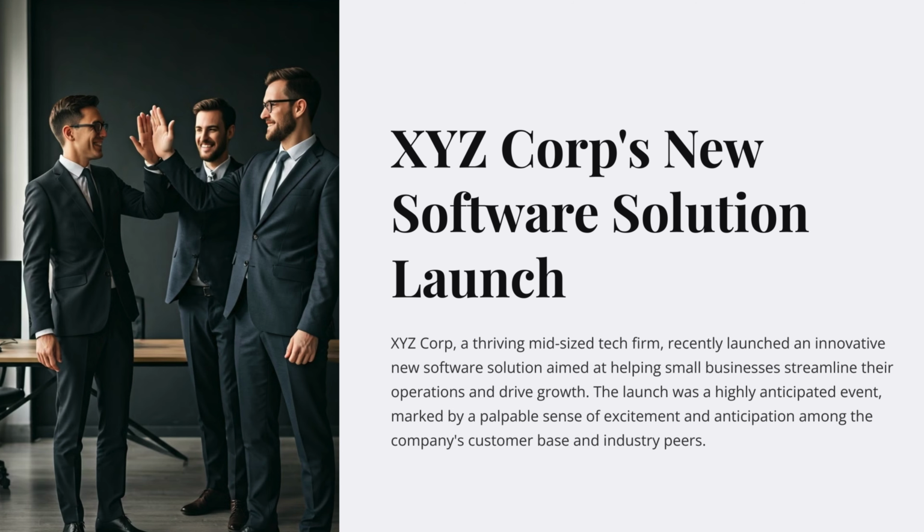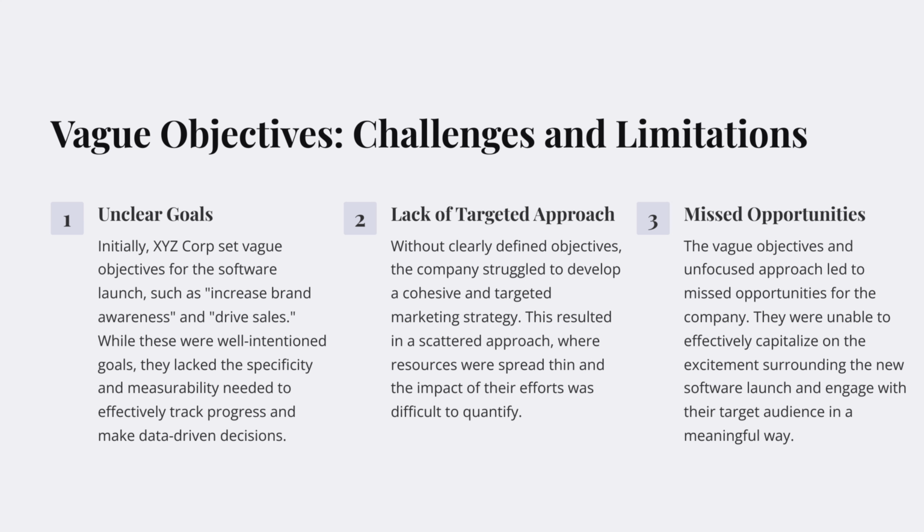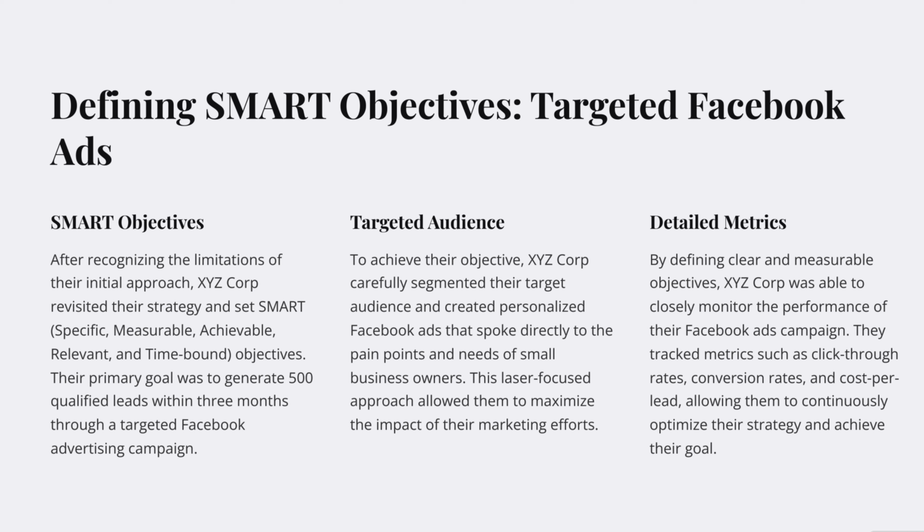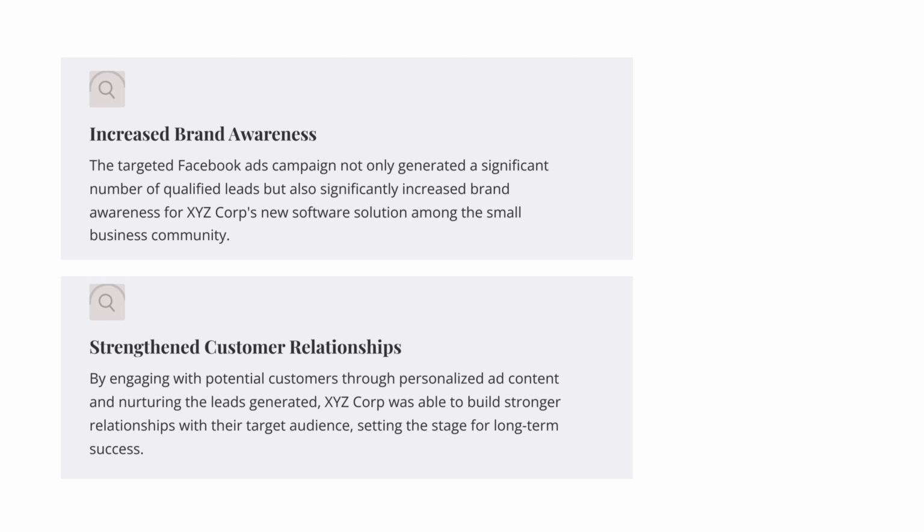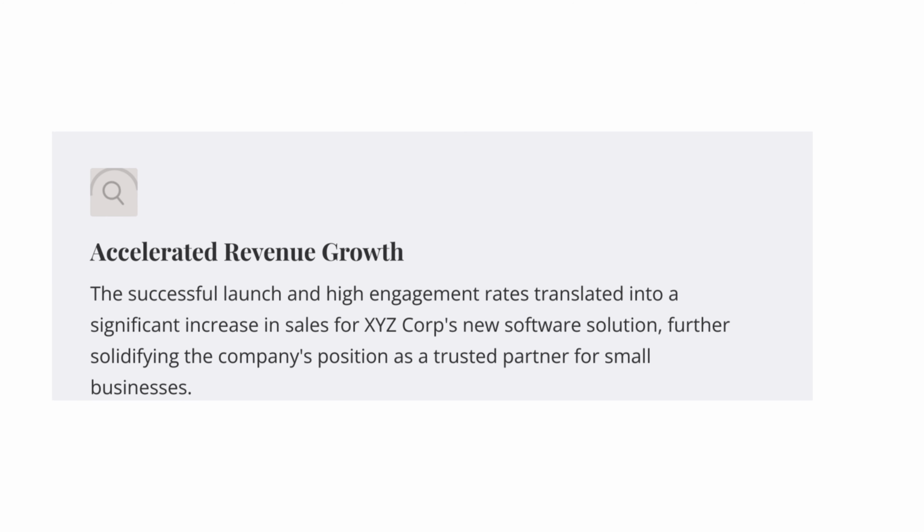Let me share a case study to illustrate these concepts. Consider the campaign run by XYZ Corp., a mid-sized tech firm. They launched a new software solution and aimed to increase awareness among small businesses. Initially, they set vague objectives, but after revisiting their strategy and implementing SMART criteria, they set specific objectives: to generate 500 qualified leads in 3 months through targeted Facebook ads. By clearly defining their objectives, they could measure progress and adapt their strategy as needed, leading to a successful launch with high engagement rates and a substantial increase in sales.